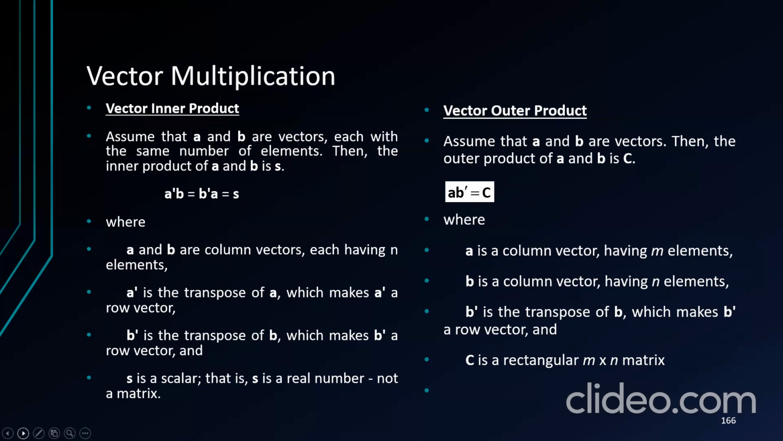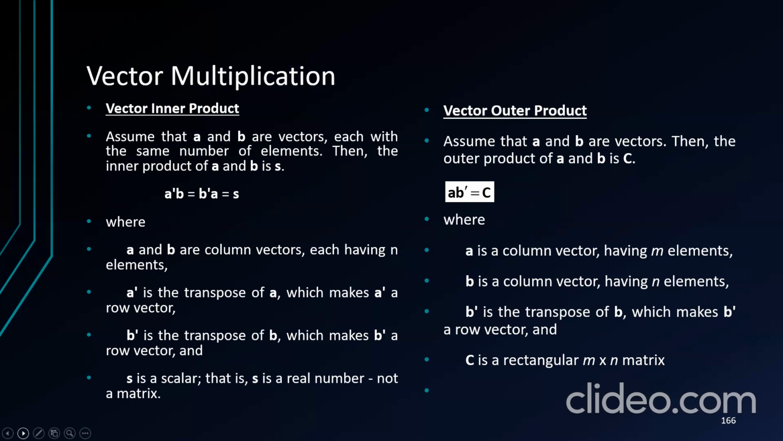Vectors, pero wala pa natin na yung isang linya lang. Itong column vectors, vertical. Yung row vector is horizontal. Discuss natin, di ba, kanina? So B prime is the transpose of that. So S is a scalar quantity. Scalar, that is, S is a real number, not a matrix. So, yan.